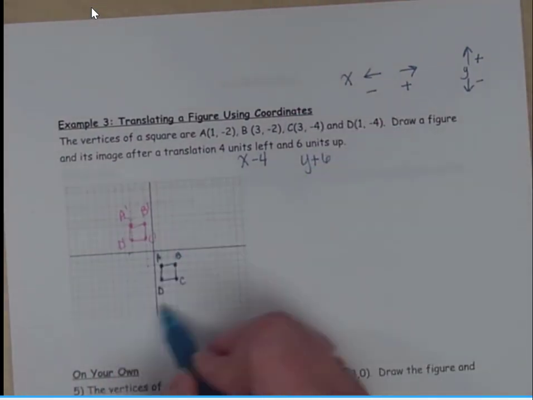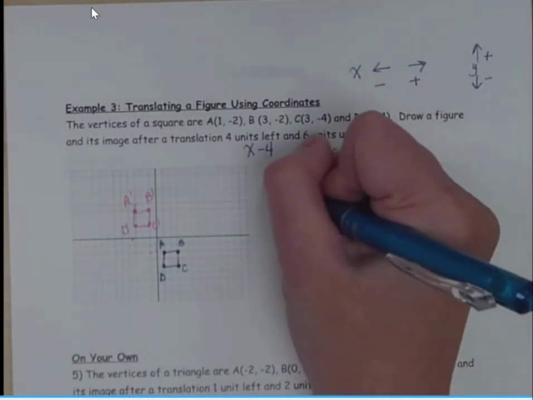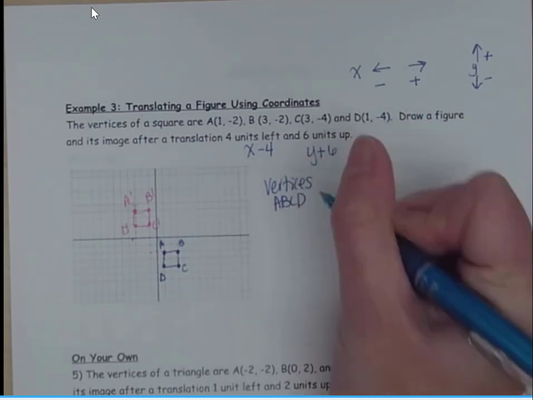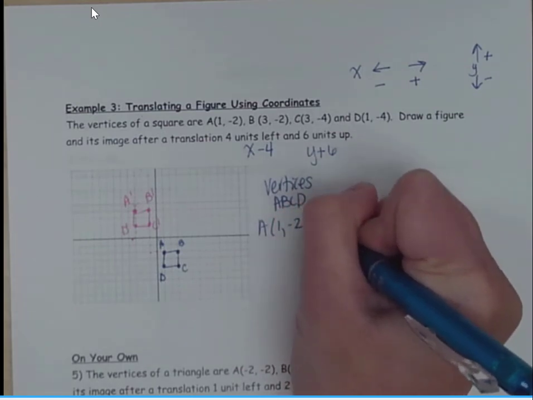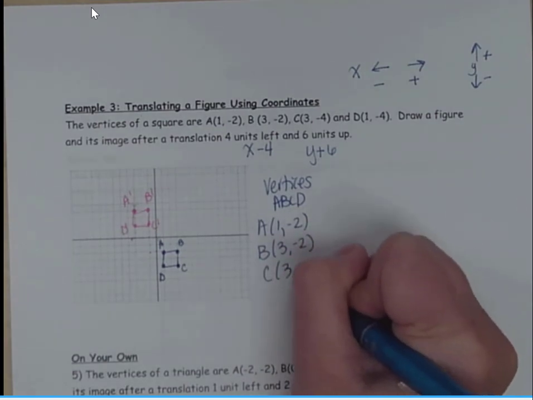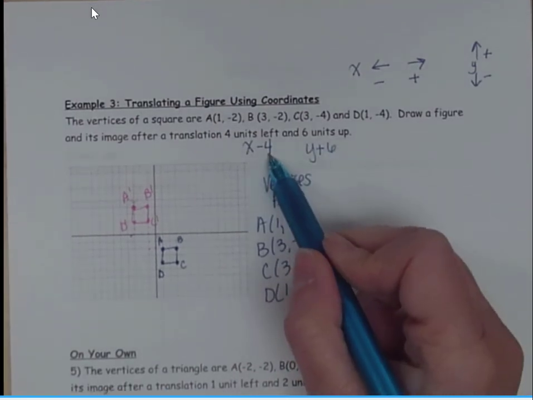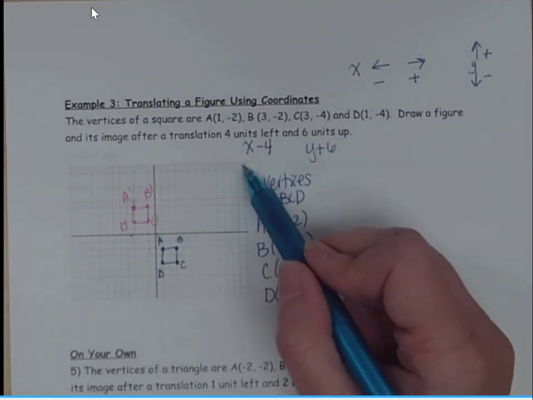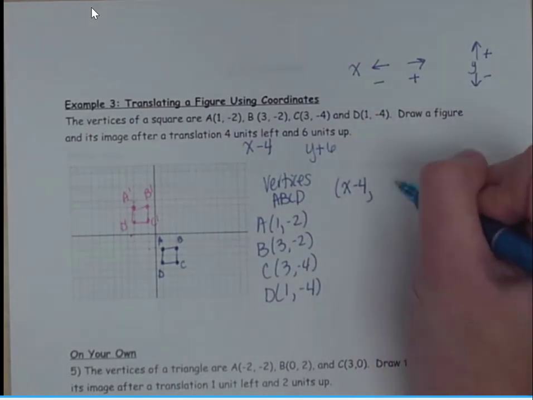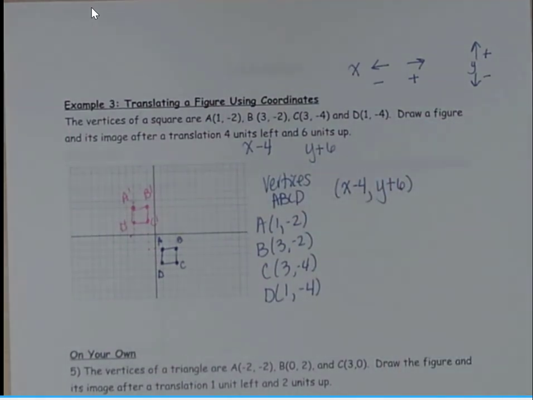But here's a quicker way to do it if I just want those vertices. So I have the vertices of A, B, C, and D. So A is at 1, negative 2. B is at 3, negative 2. C is at 3, negative 4. And D is at 1, negative 4. Now remember, I'm going 4 units left. So that means I'm going to take the x value and subtract 4, 6 units up. That means I'm going to take the y value plus 6.